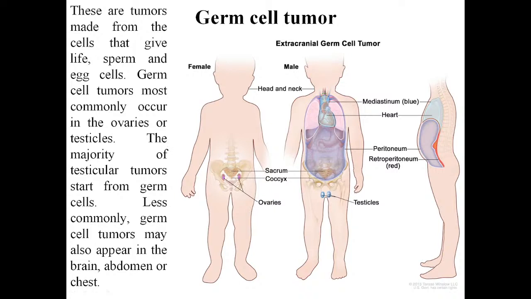Germ cell tumor. It's another type of malignant tumor. It is a tumor made from the cells that give you life, sperm and egg cells. Germ cell tumors most commonly occur in the ovaries and testicles. The majority of testicular tumors start from germ cells. Less commonly, germ cell tumors may also appear in the brain, abdomen, and chest.